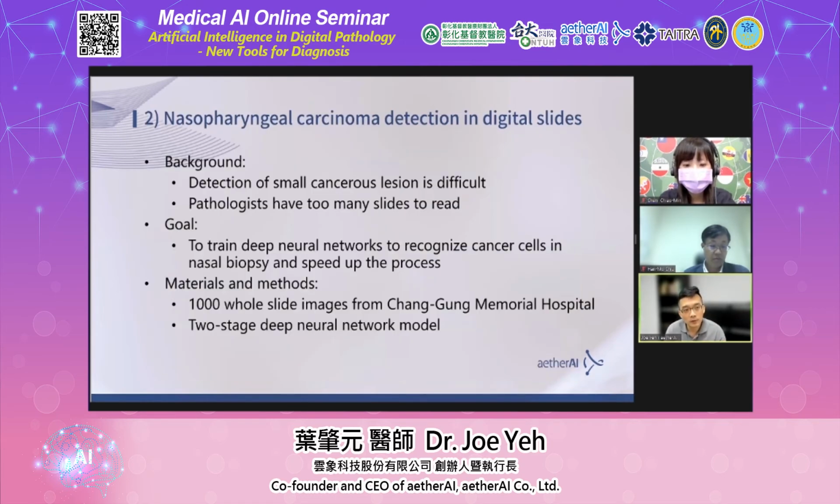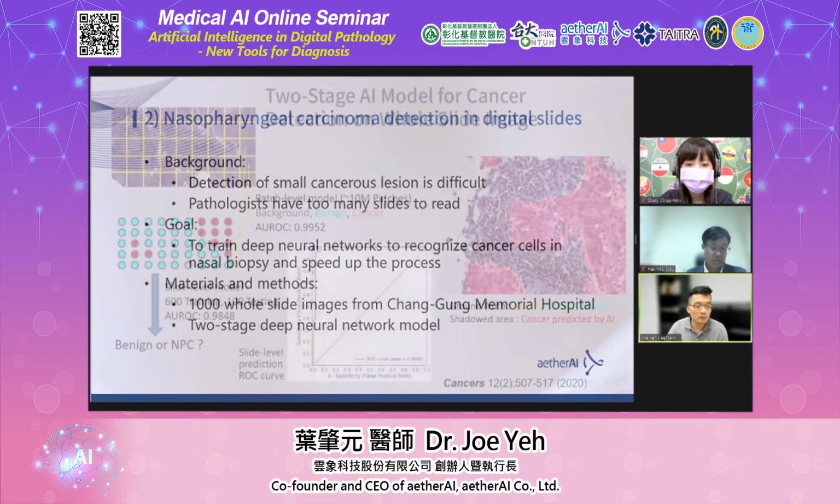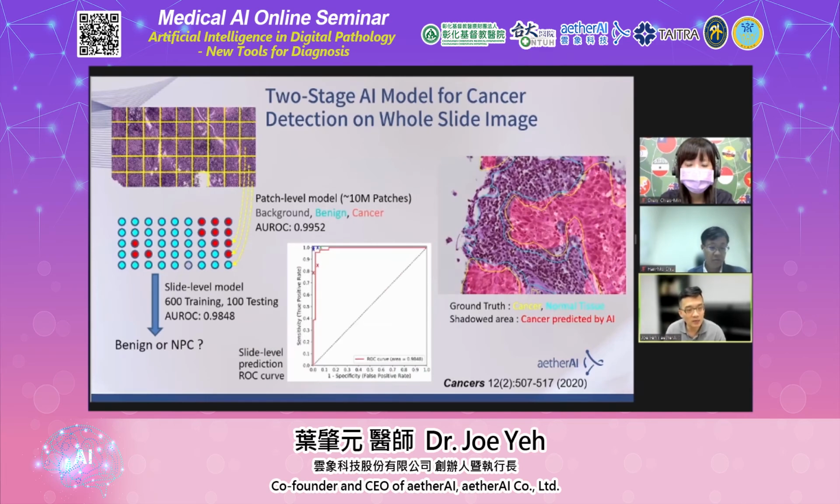This is the second example, which is training AI to detect nasopharyngeal carcinoma in digital slides. Detection of a small cancer lesion could be difficult and challenging sometimes, especially for the less experienced pathologist. So our goal is to train AI to recognize cancer lesions in nasal biopsy. Through collaboration with Chang'an Memorial Hospital, we used close to 1,000 slides to develop this AI model. And digital slides are of extremely high image resolution, so we have to divide images into patches.